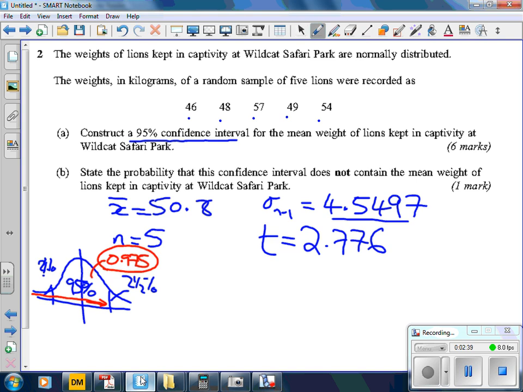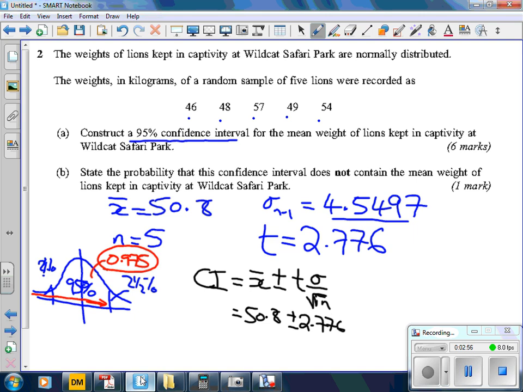Now the formula. The formula for the confidence interval is the sample mean plus or minus t sigma over root n. I'm just throwing those numbers in now then. 50.8 plus or minus 2.776 times 4.5497 over the square root of 5. And that gives me the two answers, the lower bound of 45.2 and the upper bound of 56.4.